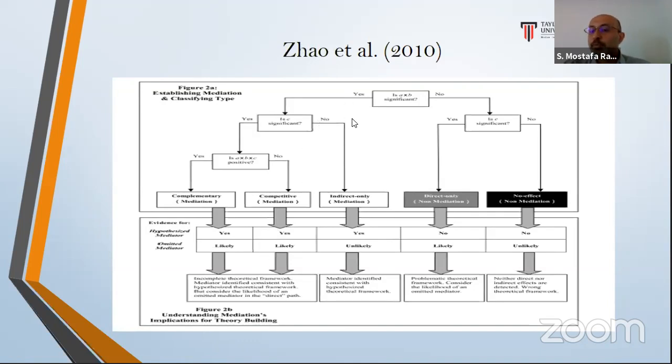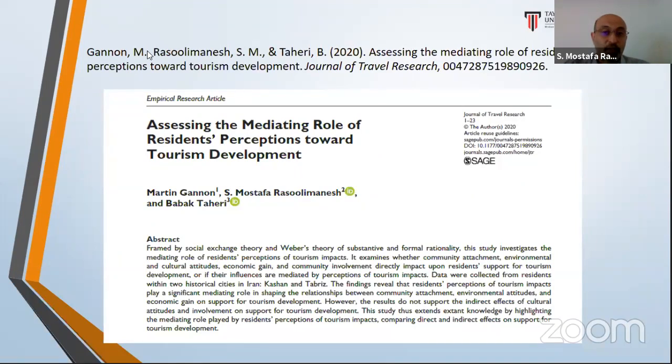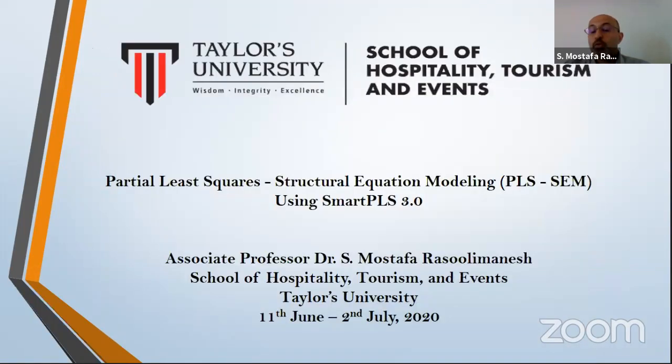So this paper is very good for understanding this process and assessment. Also, this paper by Nitzl and his colleagues is very clear for assessment of a mediator and the process for assessment of a mediator, especially when we apply PLS. As I mentioned before, this is our paper that we published recently, and if you go through it, you can see these two parts: how you can hypothesize a mediator and also how you can assess.